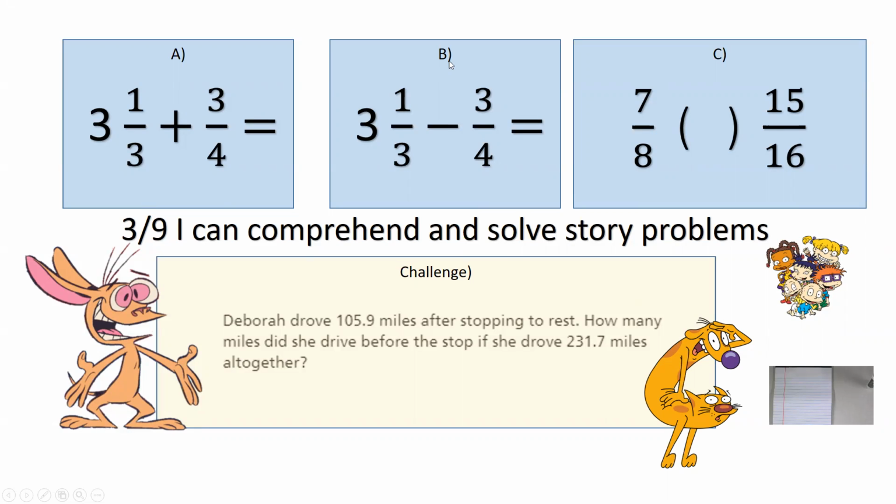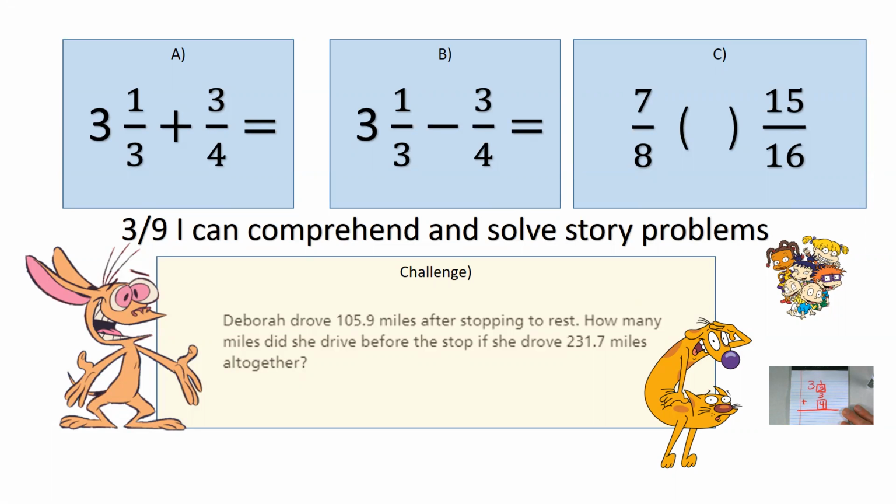So here we go. A, 3 1/3, and we are going to add 3/4 to it. Now remember, when you add 3/4 to 1/3, you're adding fractions. When you add fractions, you make sure that you write them up and down from one another. You have names that are different. You got to give them the same name.